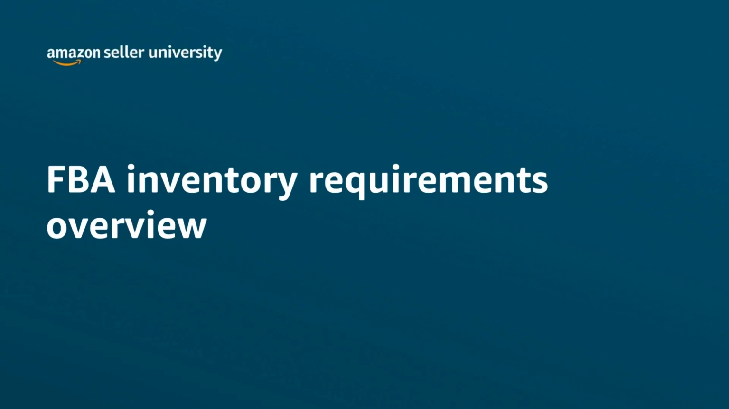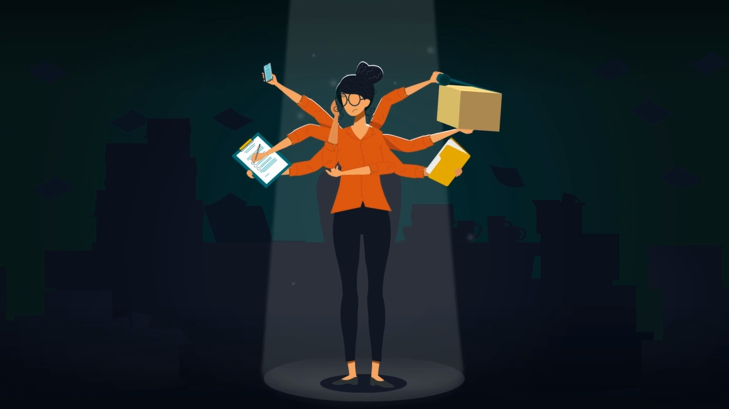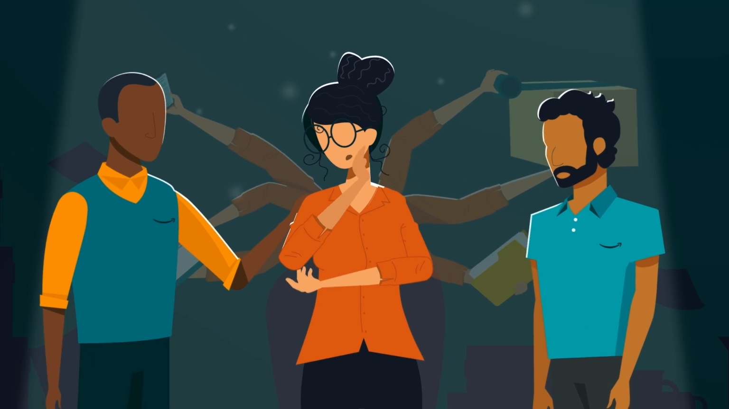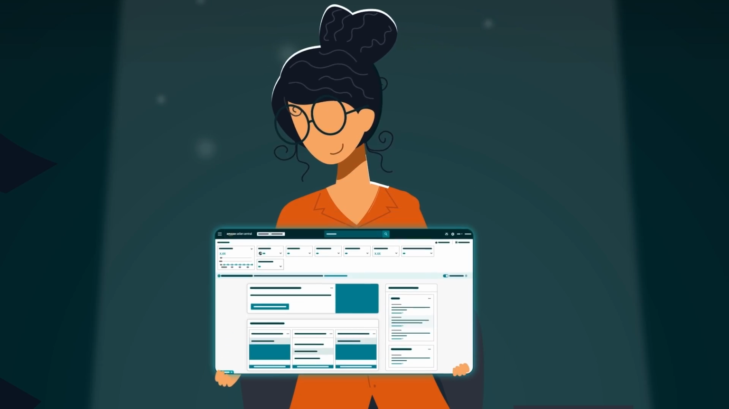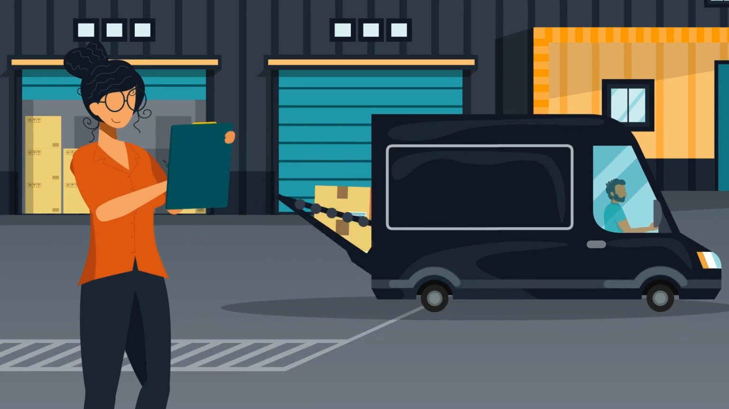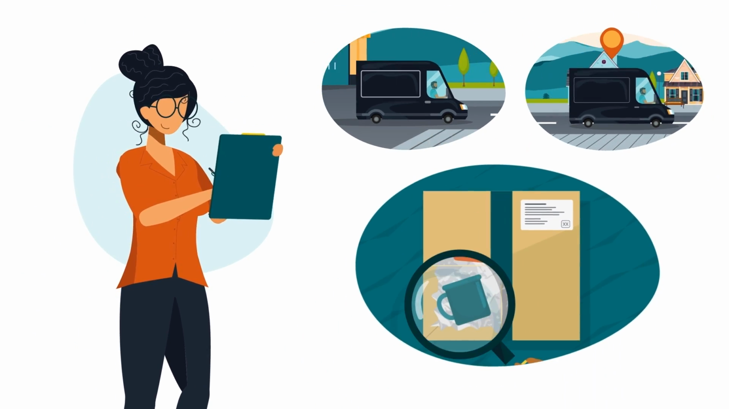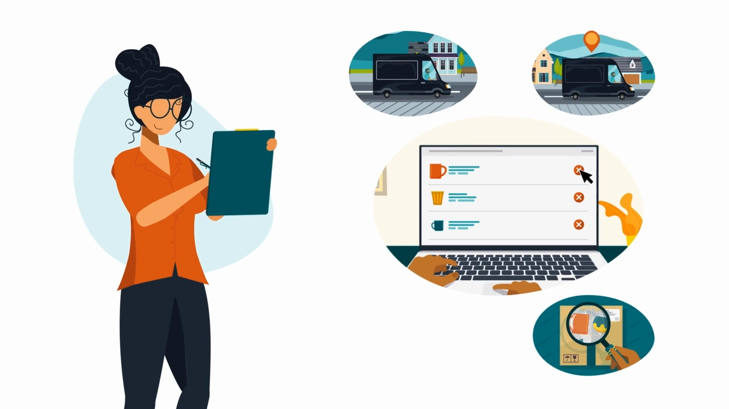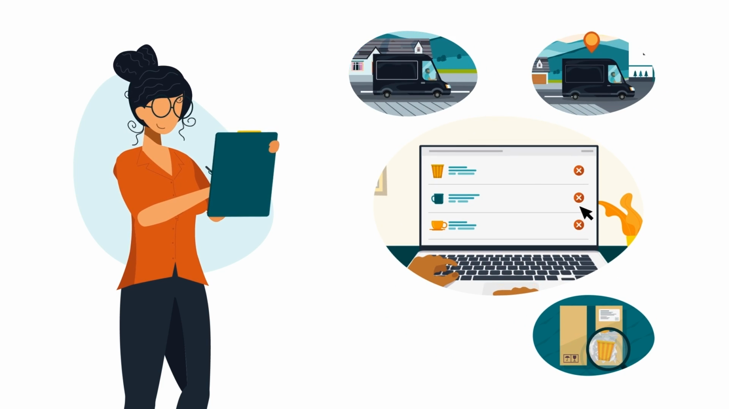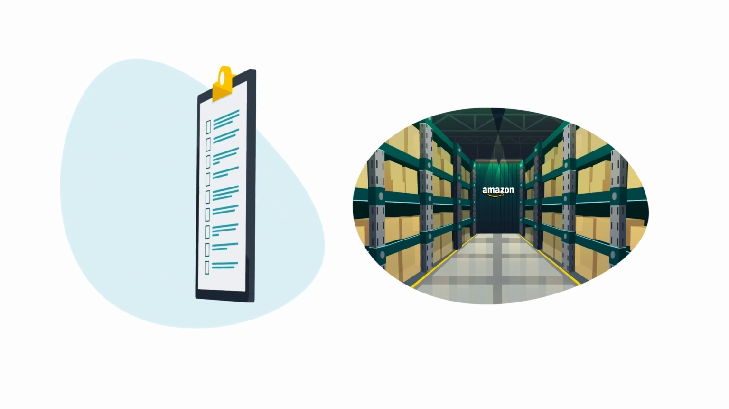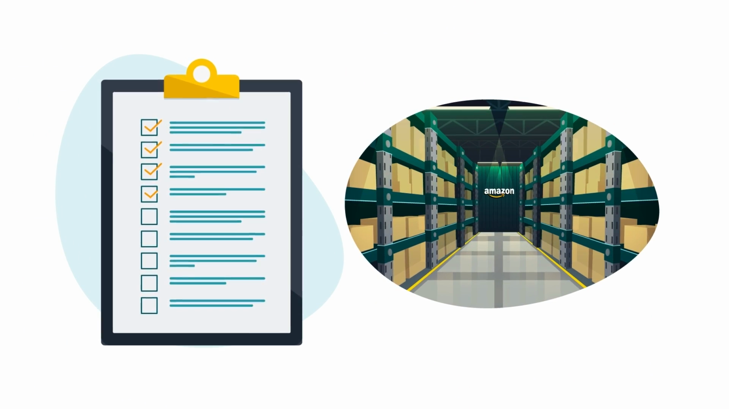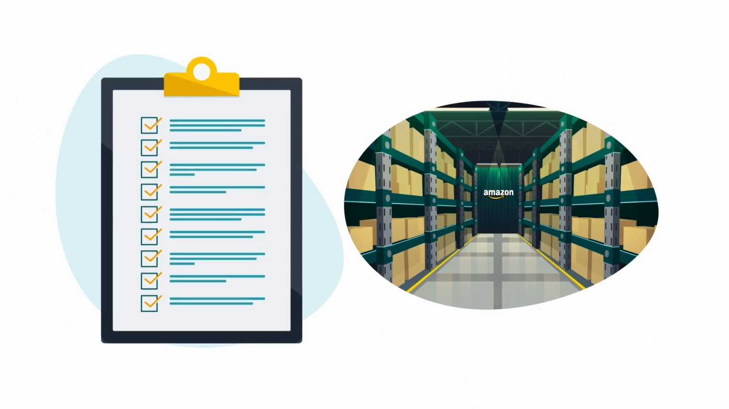Welcome to our overview of Fulfillment by Amazon, or FBA, inventory requirements. If you fulfill orders with FBA, you'll manage several processes using tools in Seller Central. You'll also send inventory to Amazon, track and reconcile shipments, remove inventory from Amazon fulfillment centers when necessary, and manage FBA orders. When using FBA, there are certain inventory requirements you must follow.